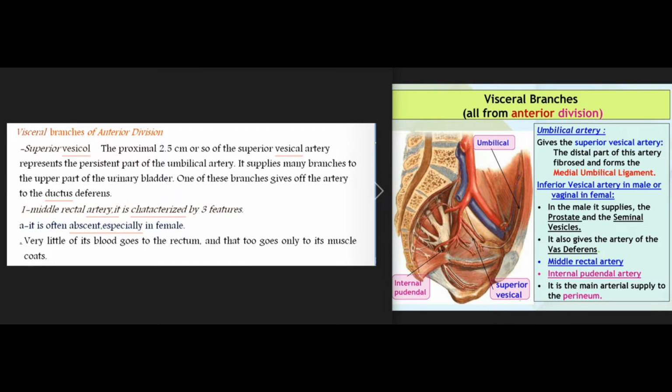Superior vesical. The proximal 2.5 cm or so of the superior vesical artery represents the persistent part of the umbilical artery. It supplies many branches to the upper part of the urinary bladder. One of these branches gives off the artery to the ductus deferens.